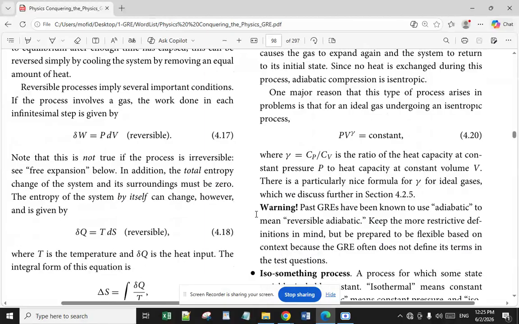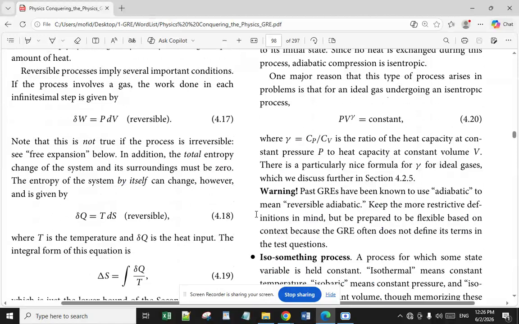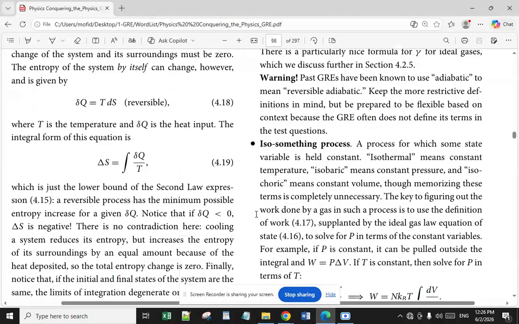Warning: past GREs have been known to use adiabatic to mean reversible adiabatic. Keep the more restrictive definitions in mind, but be prepared to be flexible and decide based on the context, because the GRE often doesn't define its terms in the test questions.